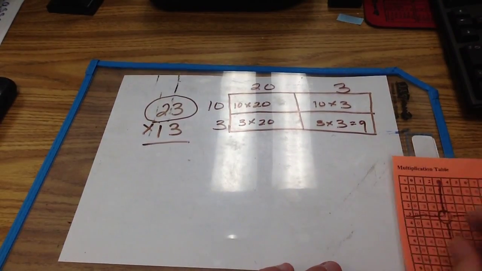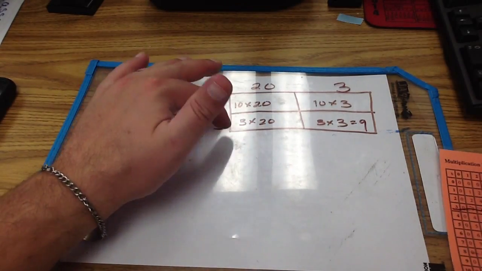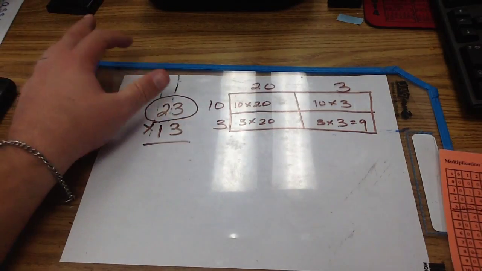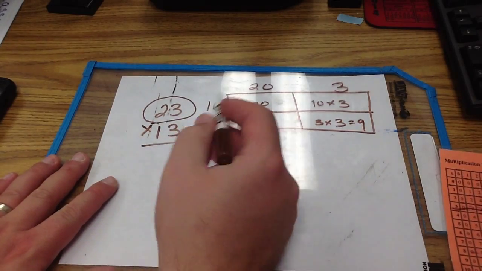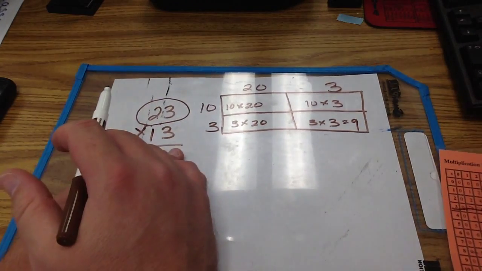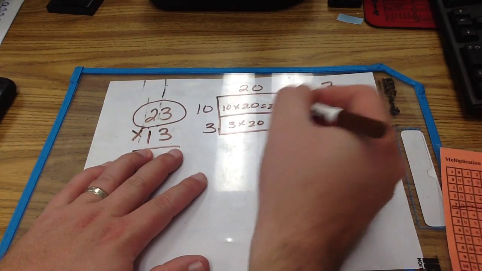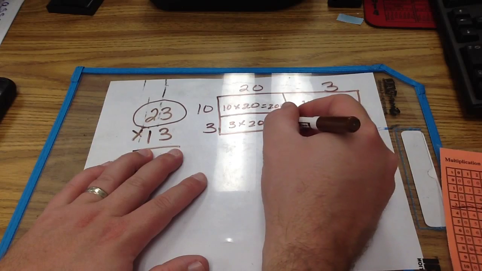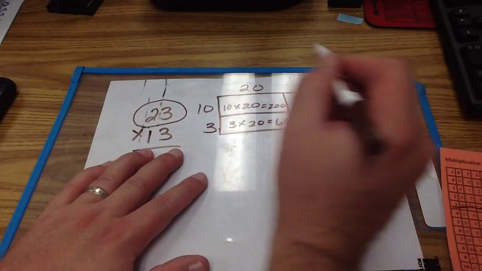Okay? Sometimes our numbers are larger, and if some of you have accommodations or modifications to use an assistive technology device such as a calculator, you may use a calculator at this point, but you need to still show the work. You cannot just give me an answer. I want to see the work and how you actually went about solving it. 10 multiplied by 20 is 200. 3 multiplied by 20 is 60. 10 multiplied by 3 is 30.